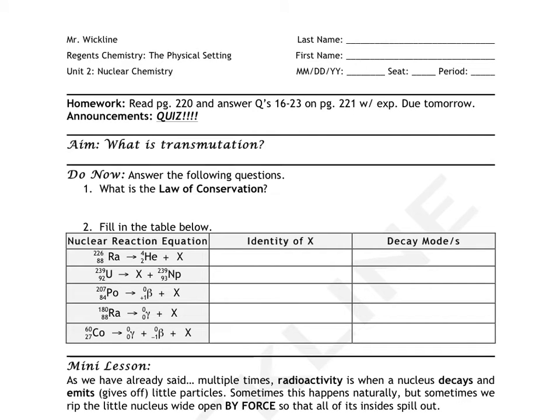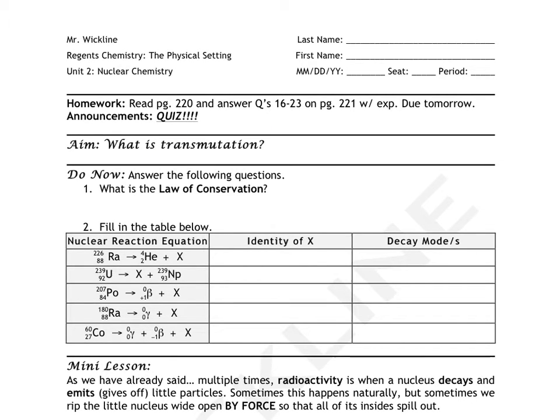Hello everyone. Today we are going to finally get out of the Introduction to Radioactivity section of this unit. And today we're going to focus on one particular aspect of nuclear chemistry called transmutation. You can see the word here. So my aim is, what is transmutation?